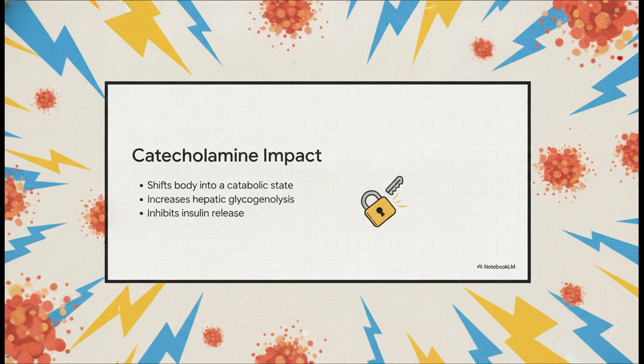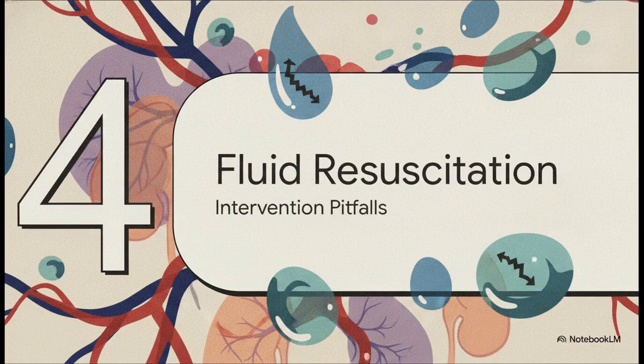Catecholamines basically force the body into a profoundly catabolic state to mobilize energy. They trigger hepatic glycogenolysis, breaking down stored liver glycogen into instantly usable glucose. And crucially, epinephrine actively inhibits insulin release. So your body is intentionally creating a state of hyperglycemia and insulin resistance. Why? To guarantee there's immediate, usable energy available in the bloodstream, completely disregarding any long-term metabolic costs. Survival mode, right?